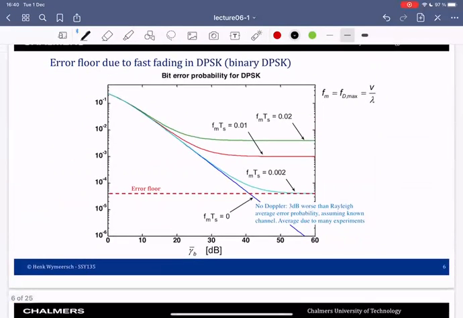Last time we also talked about differential phase shift keying, which is a non-coherent way of communication in which we send information on phase differences rather than absolute phase. And we saw that even when the SNR goes to infinity, there is something called an error floor. That means no matter how high your SNR is, just because the channel is changing slightly from one transmission to the next, your symbol error rate will be limited to this value. And the error floor depends on how quickly the channel is changing, which in turn depends on the Doppler that you're experiencing.